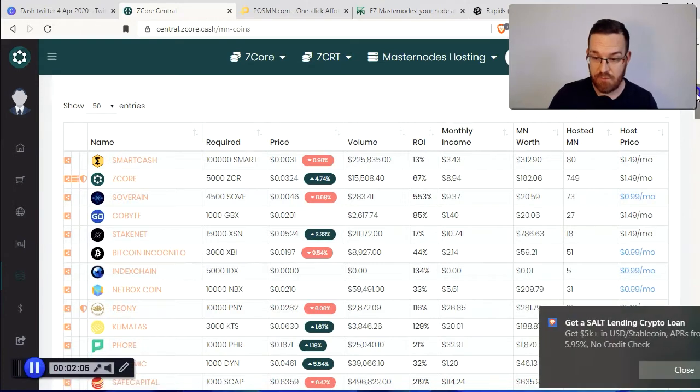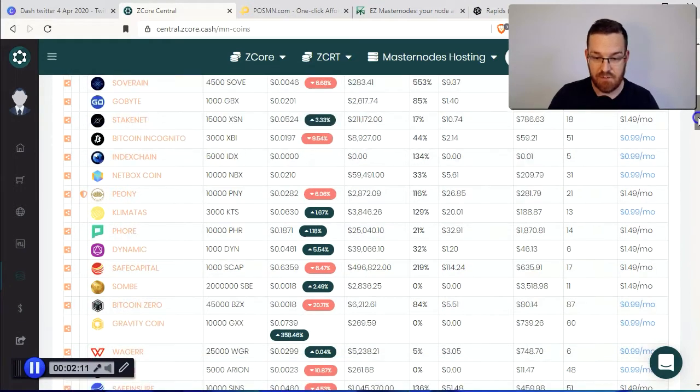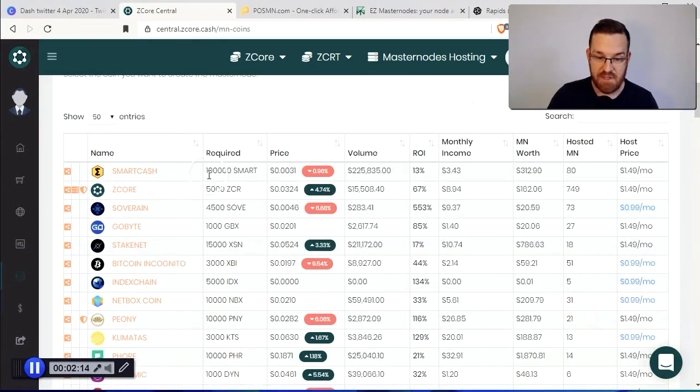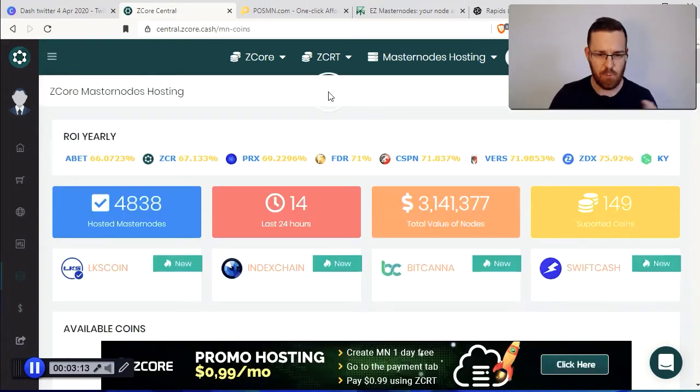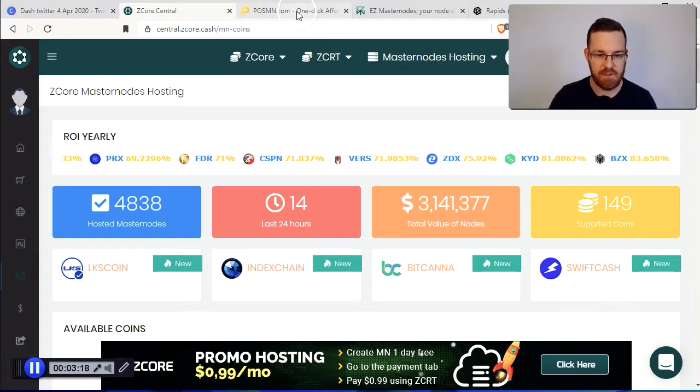If we scroll here, that's a pretty interesting platform. You've got all the different coins here, like I mentioned, 149, and you can see the required amount, the price per coin or token, the volume, and return on investment. Coins with higher returns tend to be a bit more volatile, less proven in that sense. There's also the monthly income it provides and the masternode worth, so if you were to sell it after buying it, that's the price of it here. That sums up what Zcore is, and it's got an actual mobile app as well, so you can track your masternodes on there.